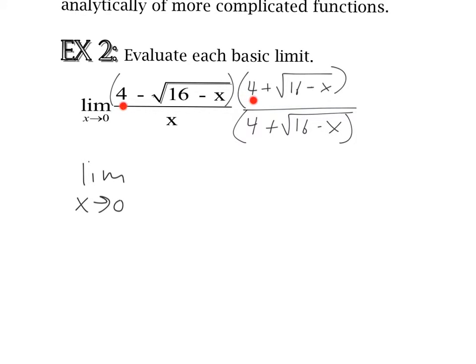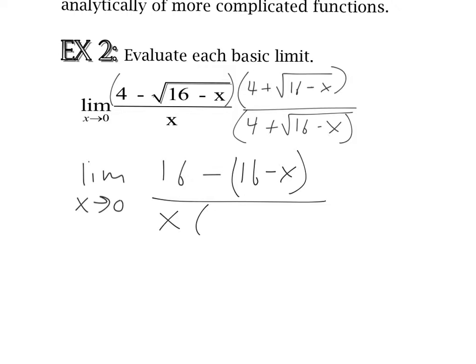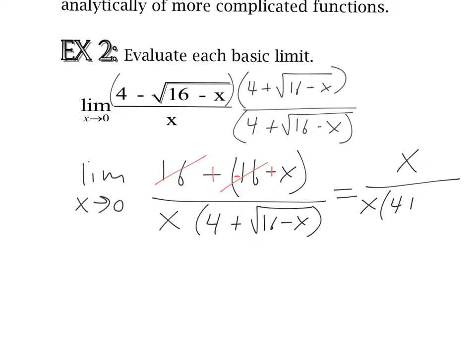The conjugate rule is you square the first term, so that's just 16, minus the square of the second term. Well, since this is under the square root, that's just going to be 16 minus x. All over x times 4 plus the square root of 16 minus x. We could simplify this a little bit. If we were to distribute this negative sign, you'd end up with a negative 16 and a positive x. And obviously 16 minus 16 cancels out. So x over x times 4 plus the square root of 16 minus x.